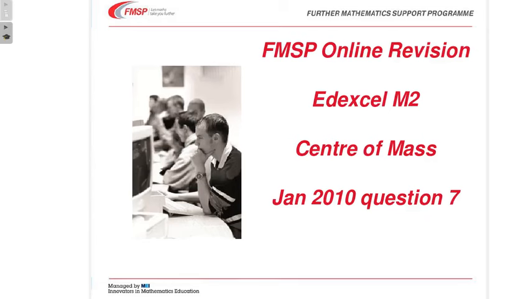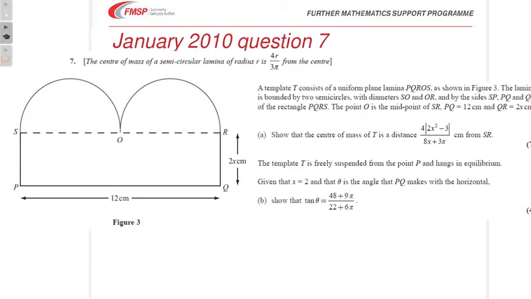Here's a centre of mass question from Edexcel M2 January 2010, question number 7. Pause the video and have a read of the question. It looks a little bit off-putting, it's not as bad as it looks, but at first glance it doesn't look very friendly. Right, we've got a uniform plane lamina and it involves a rectangle and two semicircles.